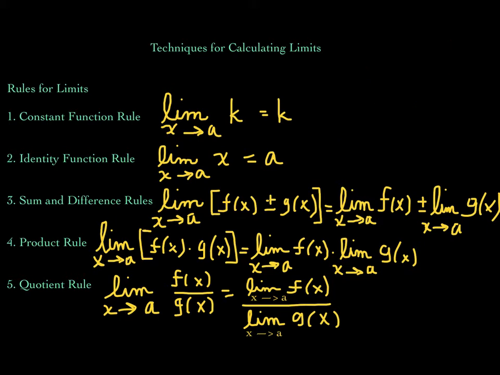Okay, the sum and difference rules, and I apologize for my sloppy writing. The limit of f of x plus or minus g of x, so this is either a sum or a difference of two functions, and we are assuming here that the limit of f of x exists and the limit of g of x exists. So we're taking the limit of a sum or a difference of functions as x approaches a. This is equivalent to the limit of f of x as x approaches a plus or minus the limit of g of x as x approaches a.